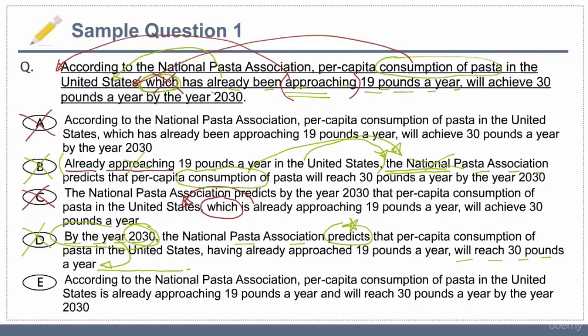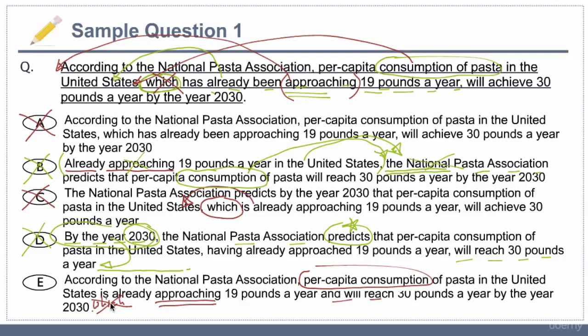Let me change pen colors really quickly. This essentially resolves it the third way that I talked about, the clean way, using the present participle: according to the National Pasta Association, per capita consumption, so that's what we're talking about, is already approaching 19 pounds a year. So we just got rid of the word "which" entirely. We don't need the word "which." We use the present participle, "is approaching 19 pounds a year and will reach 30 pounds a year by the year 2030." Boom. Nice and clean.